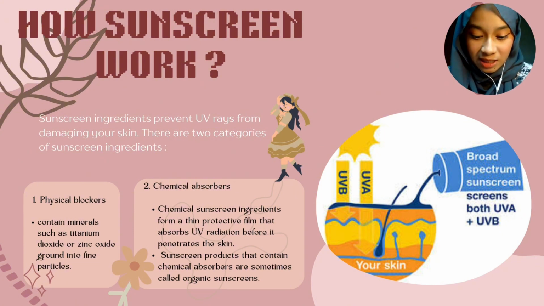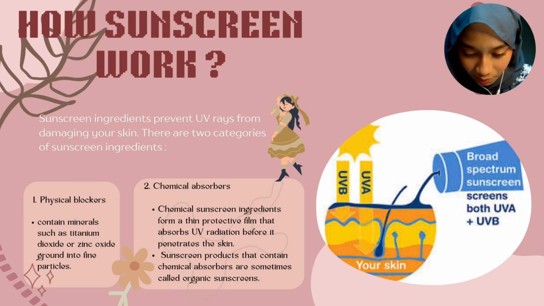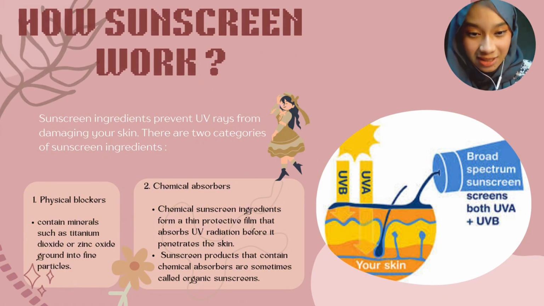Physical blockers contain minerals such as titanium dioxide or zinc oxide ground into fine particles, and these minerals sit on the surface of the skin and reflect UV rays away from the skin. And for the chemical absorbers, this chemical sunscreen ingredient forms a thin protective film that absorbs UV radiation before it penetrates the skin. Sunscreen products that contain chemical absorbers are sometimes called organic sunscreen.